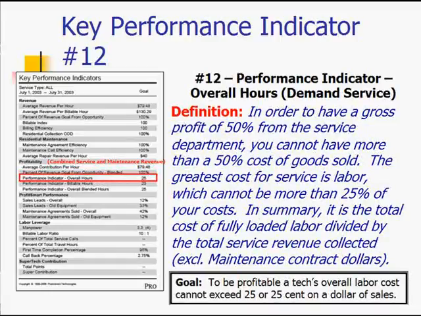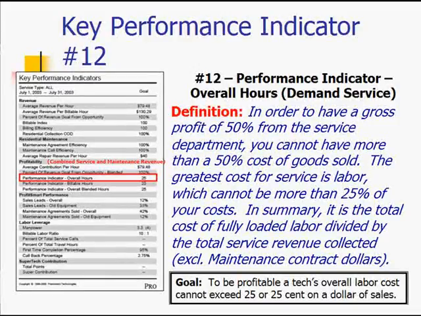Our 12th Key Performance Indicator is called Performance Indicator Overall Hours Demand Service. In order to have a gross profit of 50%, this goes back to setting our hourly rate like we talked to in the first tutorial. In order to have a gross profit of 50% from the service department, you cannot have more than 50% cost of goods sold. The greatest cost of service is labor, which cannot be more than 25% of your cost.